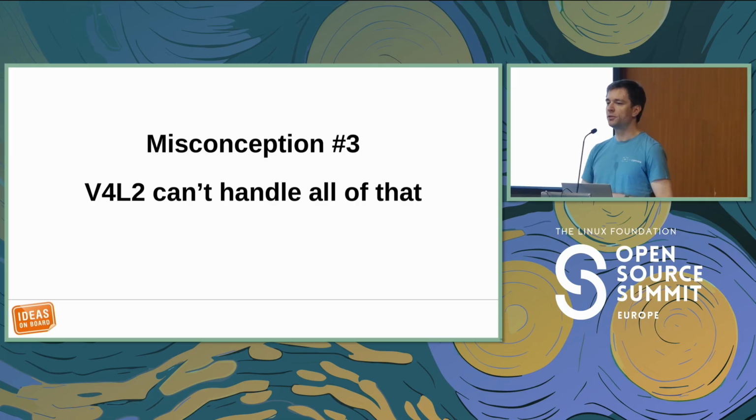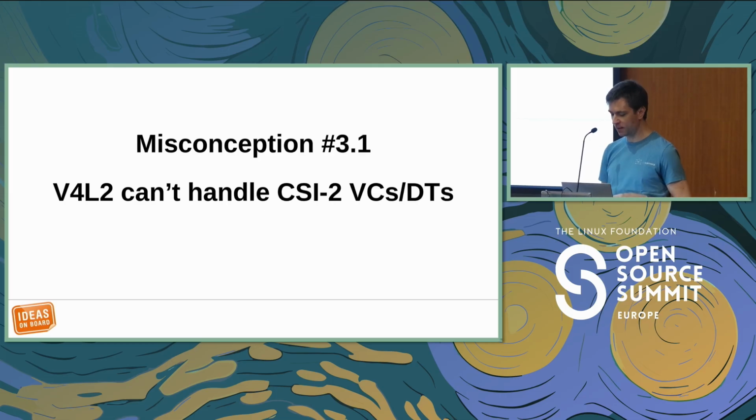That leads me to misconception number 3. If we agree that V4L2 can handle some of that, then there are people who could say, well, it can't handle all of it. That's going to be a bit more difficult to debunk because I have to prove that every single piece can be handled by V4L2. So that's what we're going to go through, and we're going to split that misconception into smaller ones. Misconception 3.1: V4L2 cannot handle CSI-2 virtual channels and data types.